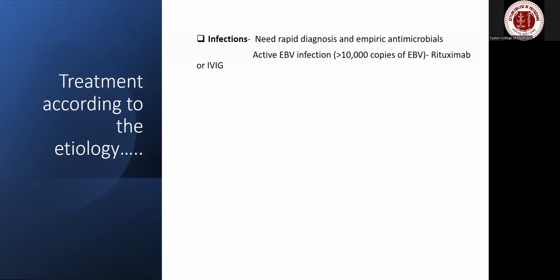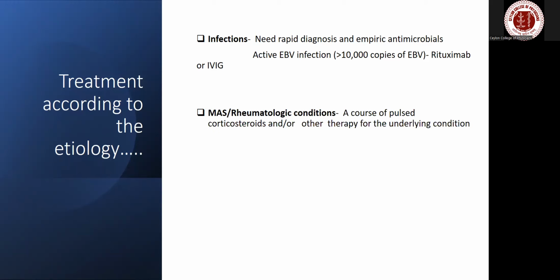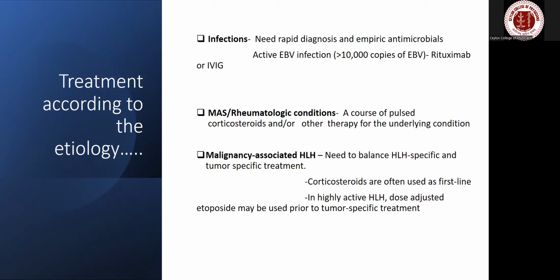So, treatment according to etiology, I will quickly move. Infections need rapid diagnosis and empiric antimicrobials. If you have active EBV infection with more than 10,000 viral copies, we can go ahead with rituximab or IVIG. For macrophage activation syndrome, a course of pulse corticosteroids plus treatment of the underlying condition. Malignancy-associated HLH has the worst prognosis of all HLH subtypes, and we need to balance the HLH-specific therapy and the tumor-specific treatment.